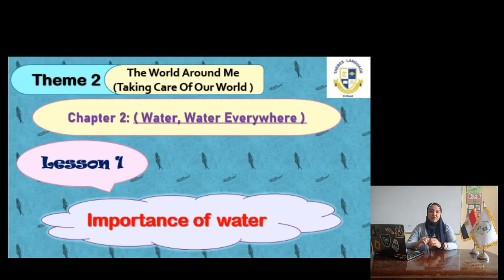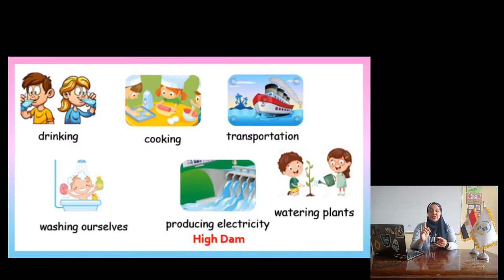We use water in many things like drinking, cooking food, transportation like the ship in the sea or the river, washing ourselves, taking a bath or washing our hands, our face, okay? Producing electricity like the high dam in Aswan. Then we have watering plants, okay? There are many things. Think about them and write it, and so we can discuss it later, okay? This is lesson 1. It's talking about the importance of water.